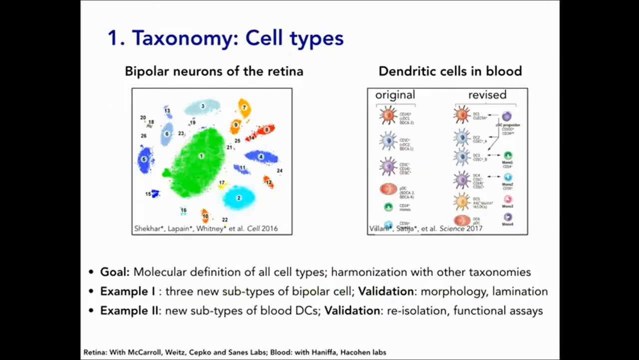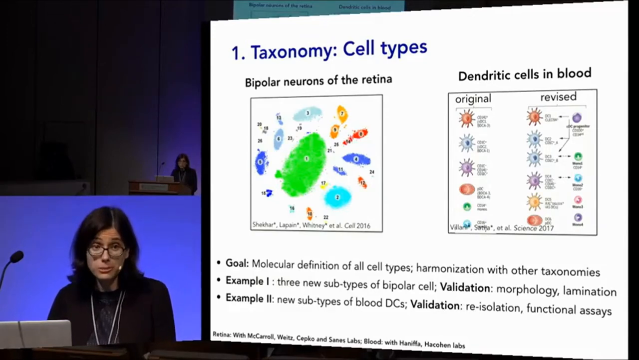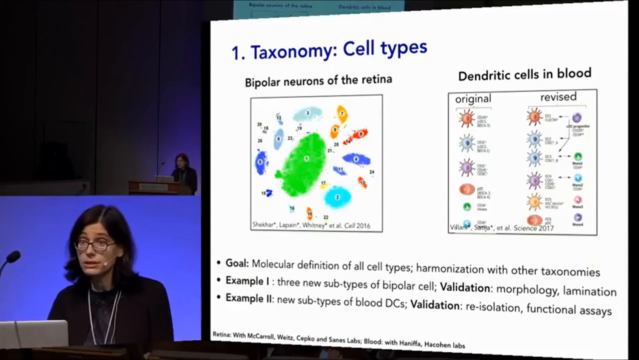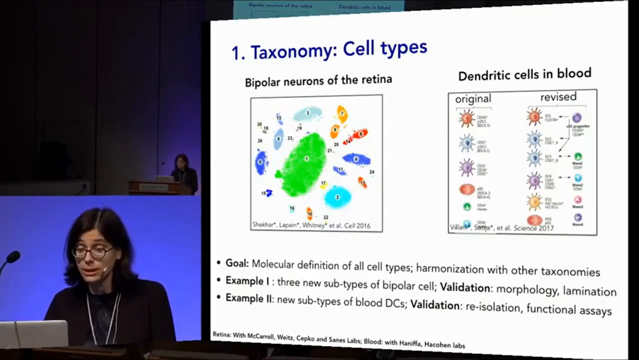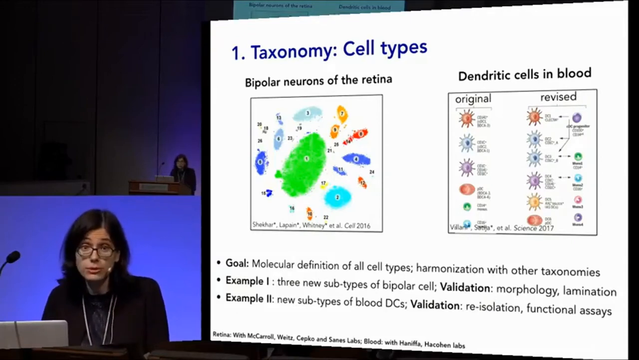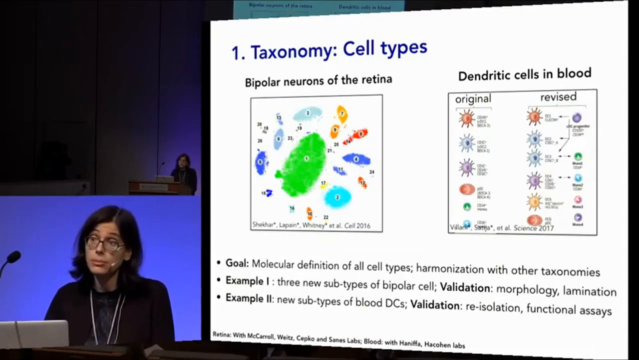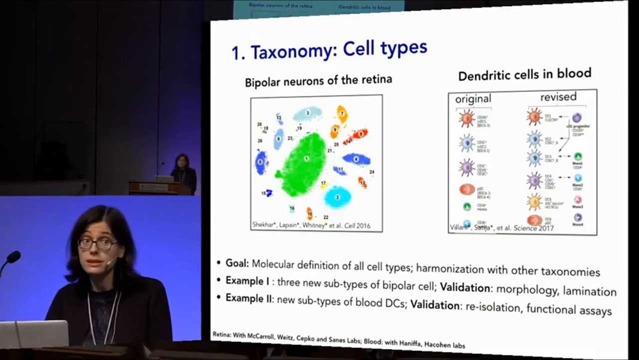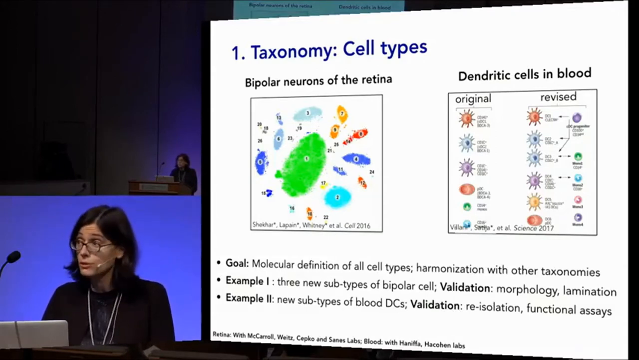And so I'm going to start with taxonomy, or with the question of cell types. One of the things that we hope to get out of a human cell atlas is a taxonomy of cells based on their molecular characteristics and the ability to harmonize this taxonomy with other ways in which we characterize cells, like their morphology or their location in the body. And these are two recent examples of work looking, for example, at neurons in the retina, or at cells in the blood, and in fact discovering, using single cell profiling in this case, new cell types, and validating them to be new cell types by other ways of characterizing cells, either in the nervous system or in the immune system.